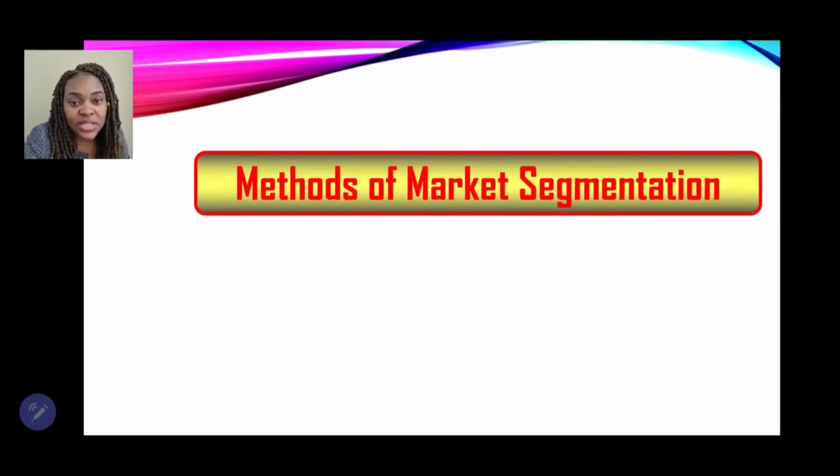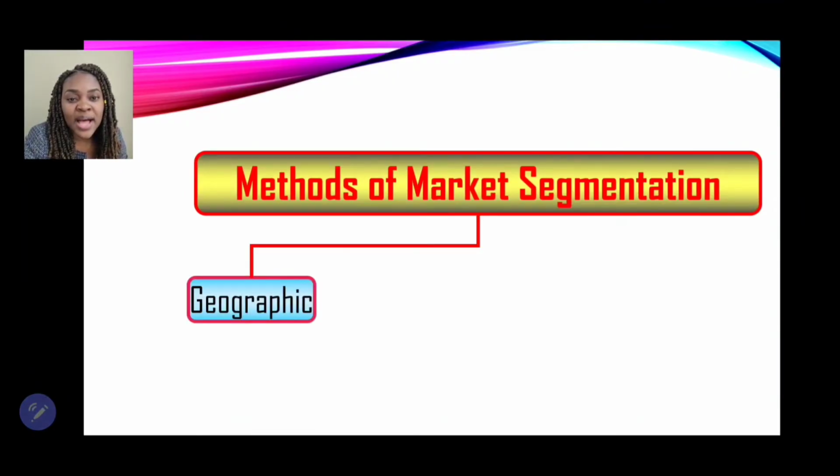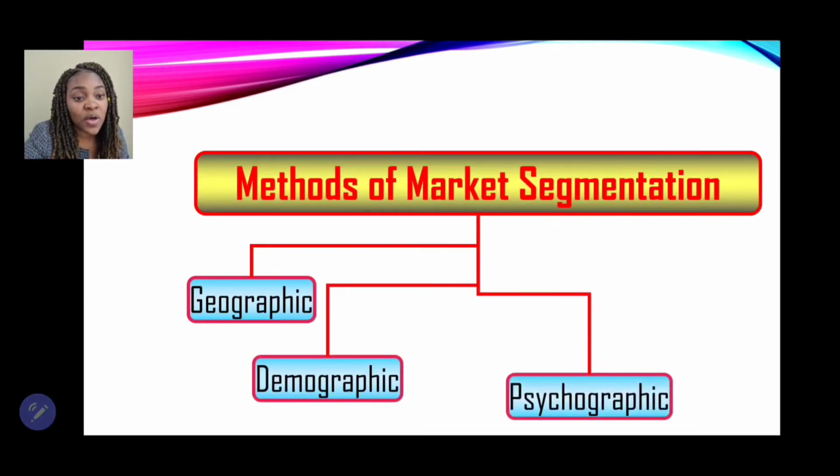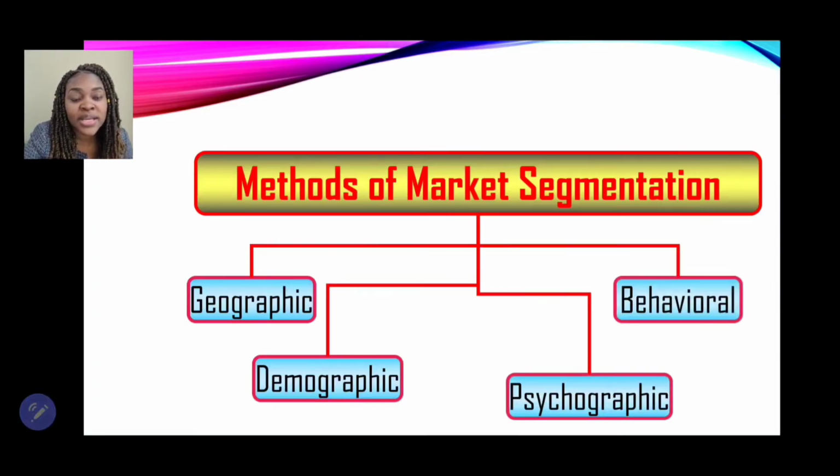All right. Now, guys, let us look at the methods of market segmentation. So there is geographic. Now, when you think of geographic, what comes to mind? You may be thinking about location, right? Yes. There is also demographic, also psychographic, and finally, we have behavioral. So we have 4 methods of market segmentation.